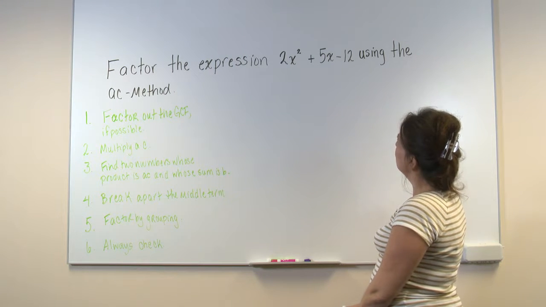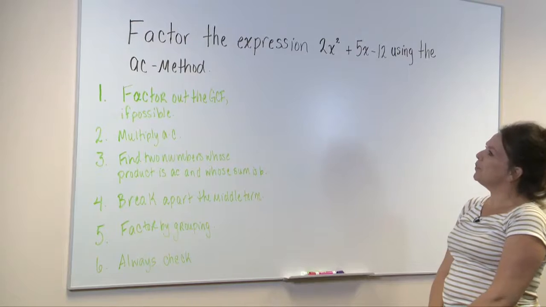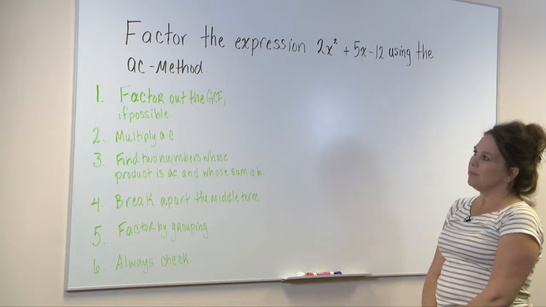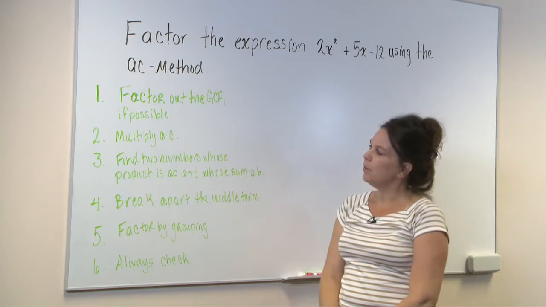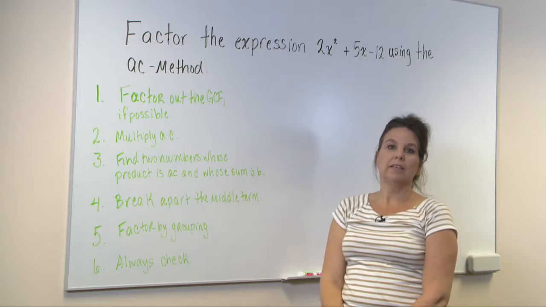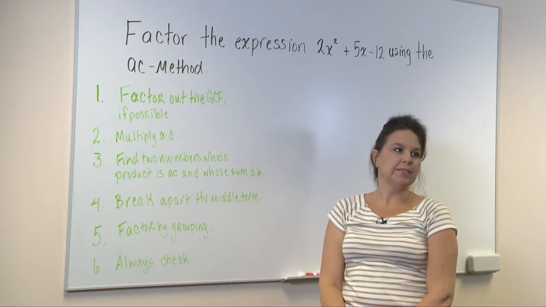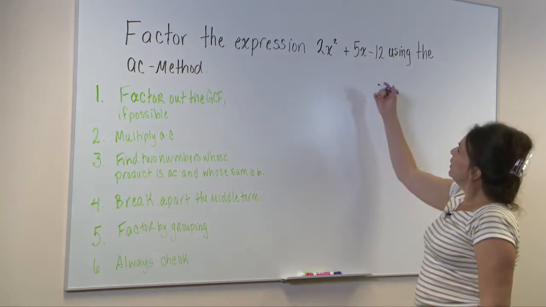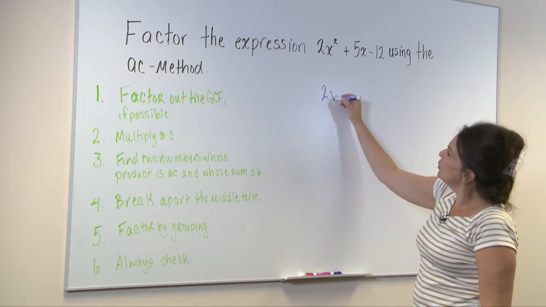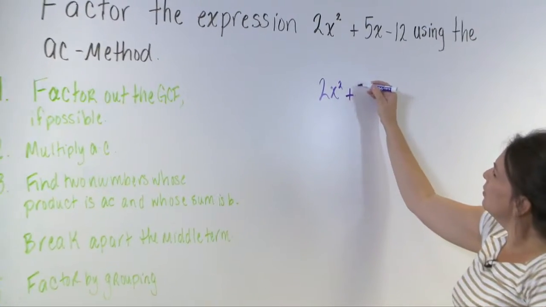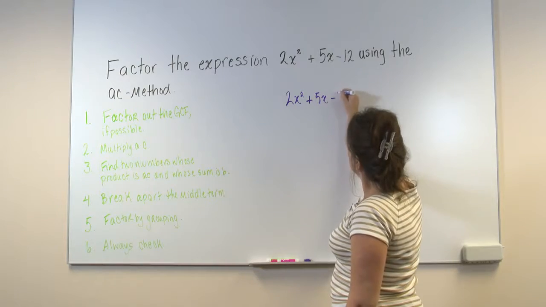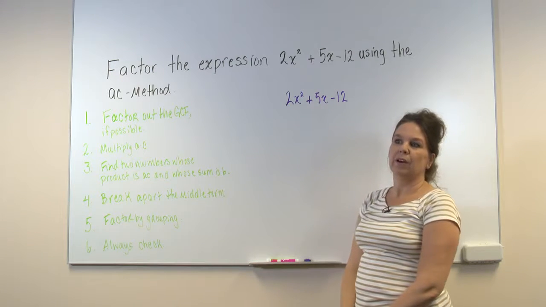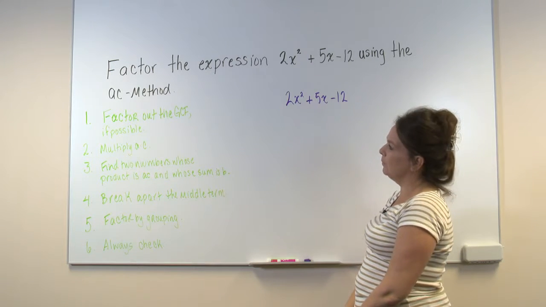Factor the expression 2x squared plus 5x minus 12 using the AC method. The AC method is listed here. Step number 1 states to factor out the GCF, or greatest common factor, if possible. Our quadratic expression is 2x squared plus 5x minus 12. In this particular expression, we do not have a greatest common factor.